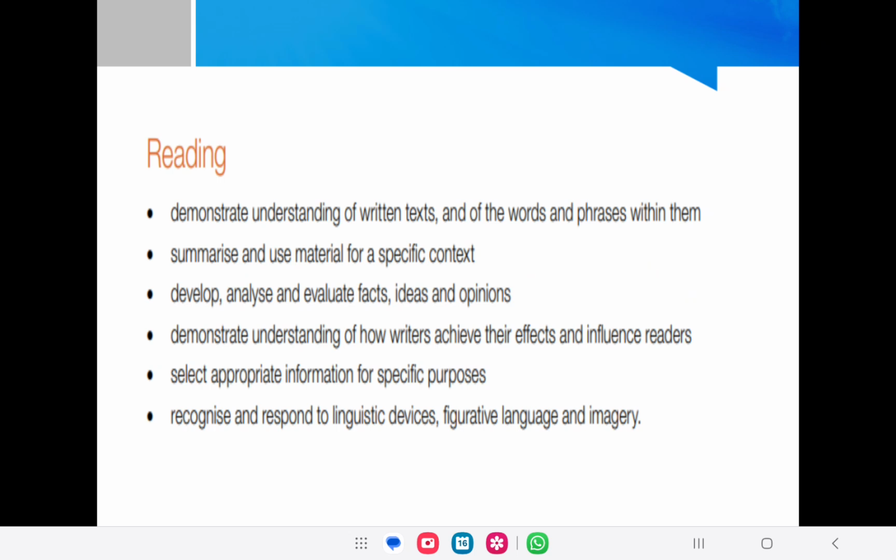Next, now in reading, we have just discussed this. In reading, what actually we want our students to do: demonstrate understanding of written text and the words and phrases within them, summarize and use material for a specific context, develop, analyze and evaluate facts, ideas and opinions, demonstrate understanding of how writers achieve their effects and influence readers, select appropriate information for specific purposes, recognize and respond to linguistic devices, figurative language and imagery.